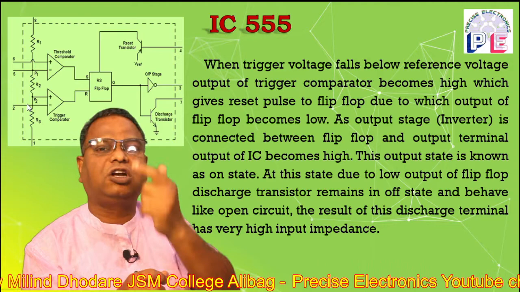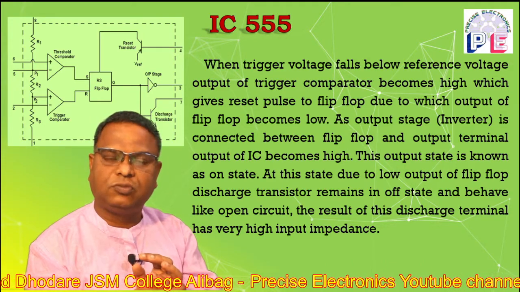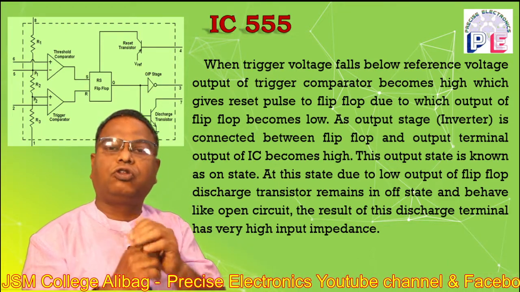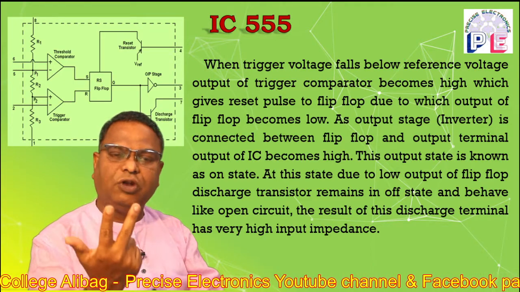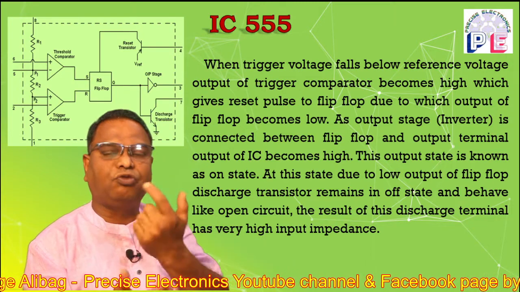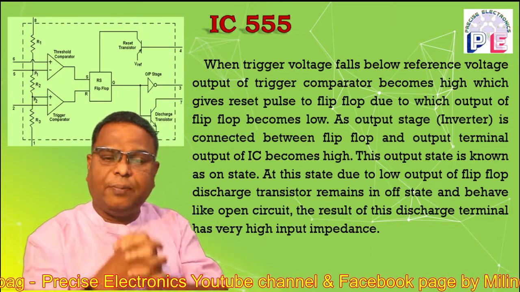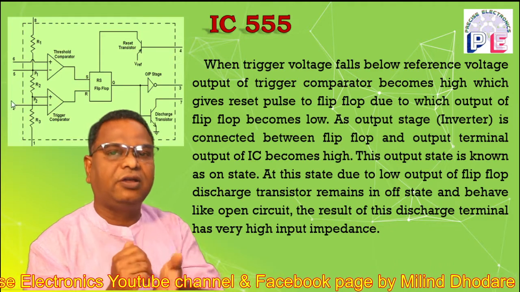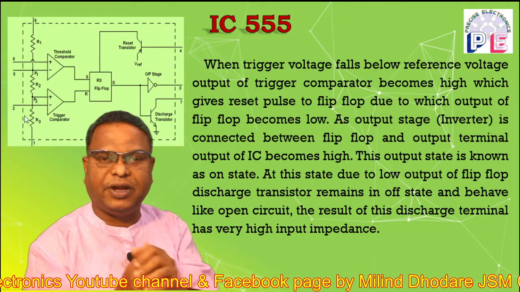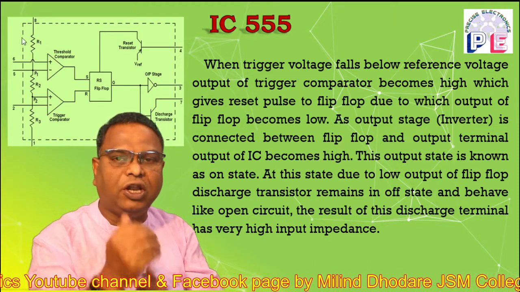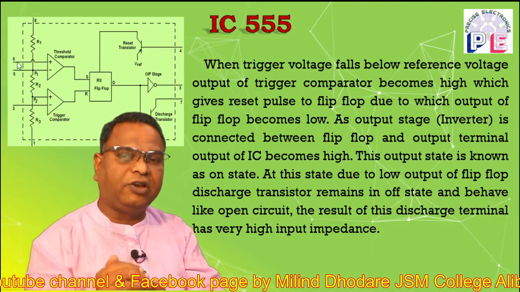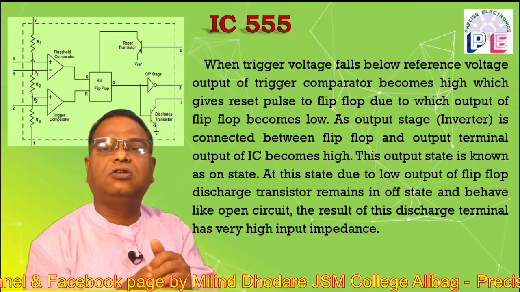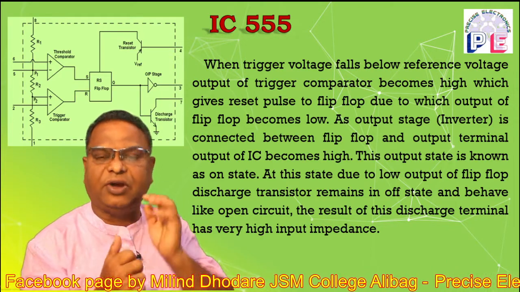At point P1, 1/3 plus 1/3, that is 2/3 potential will be developed. And the remaining 1/3 will be developed across the lower comparator, that is across point P2. So the reference potential for the threshold comparator is 2/3 VCC, while for the trigger comparator it is 1/3 VCC. The lower comparator, the trigger comparator, is an inverting comparator because the input signal which has to be compared is applied to the inverting terminal. While the threshold comparator is a non-inverting comparator because the input signal is applied to the non-inverting terminal.